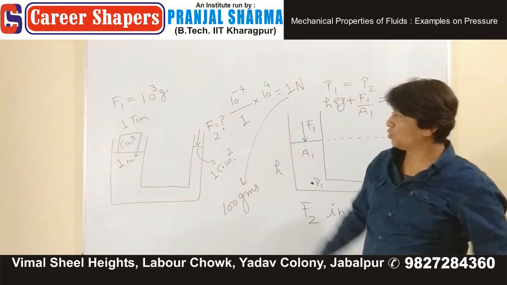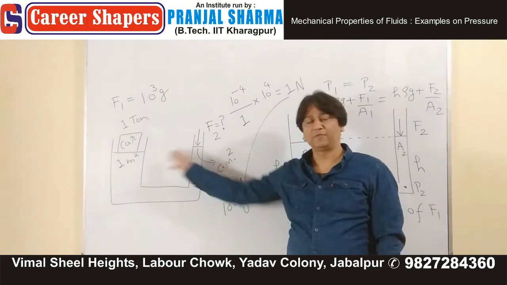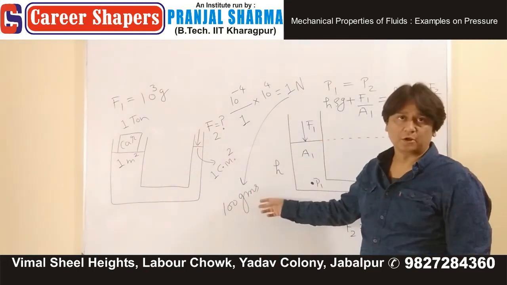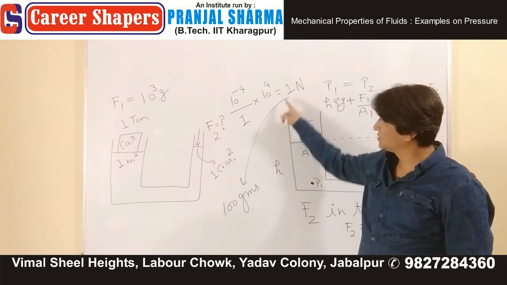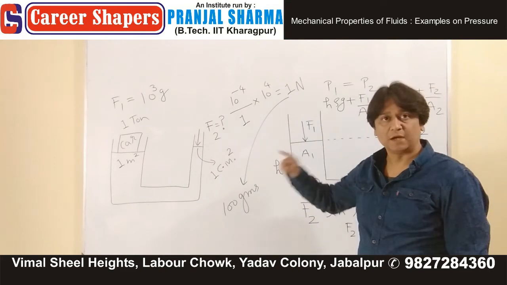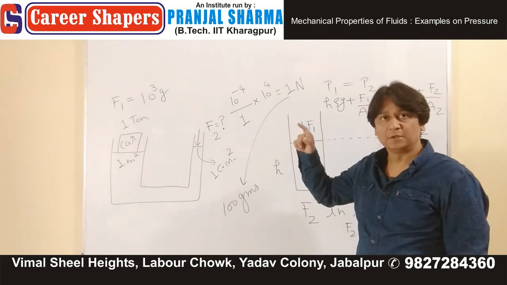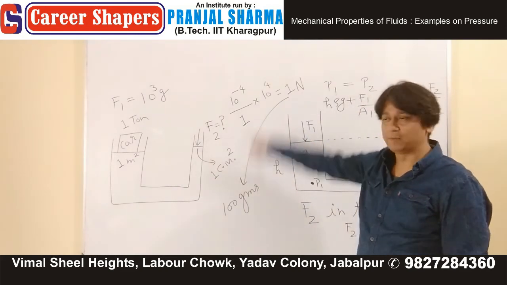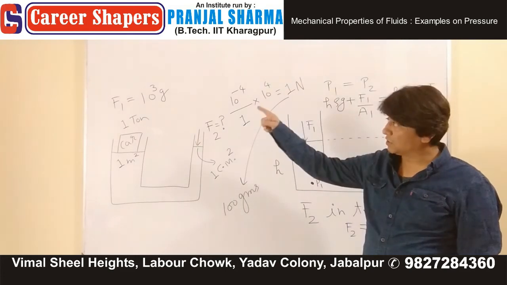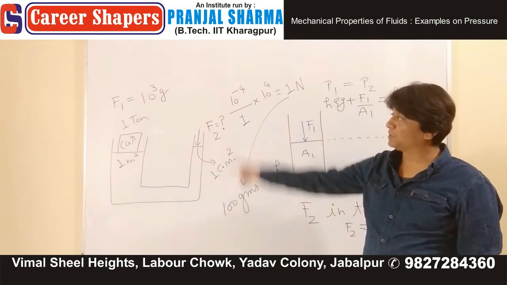So if they ask you what weight can lift this car over 1 ton, the answer will be 100 grams weight. When I say 100 grams, it means 100 into g. 100 grams, that is 0.1 kg, multiplied by g. So don't forget this conversion of mass into its weight.